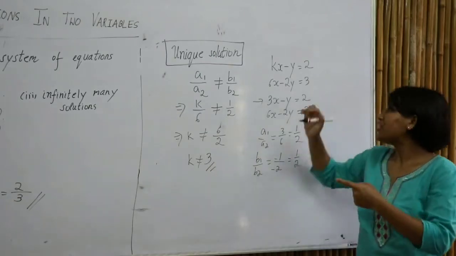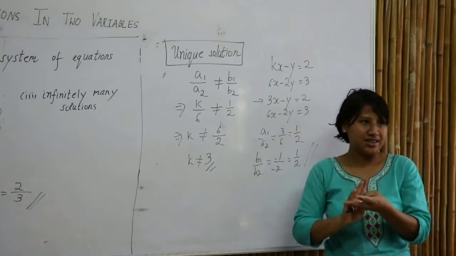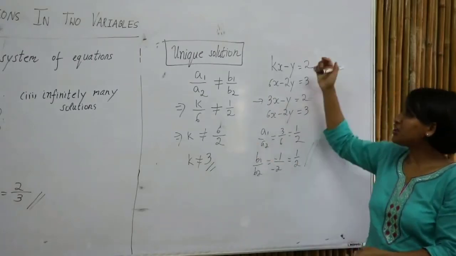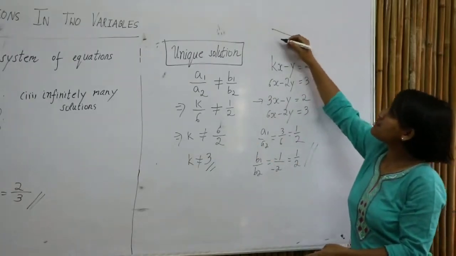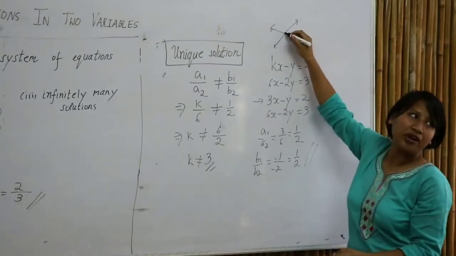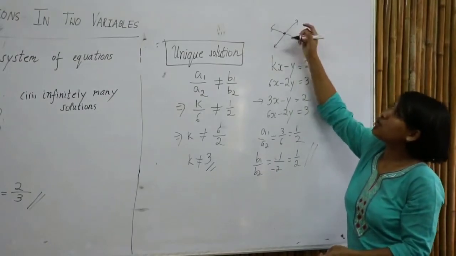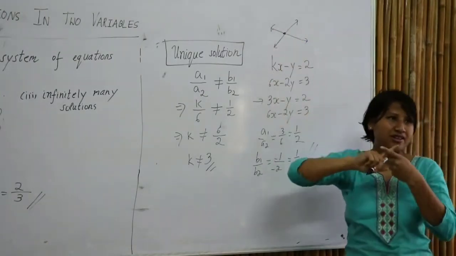If they are equal, for these two, either they will be parallel or coincident. But for a unique solution, the lines meet at only one point. So if you put k to be 3, the lines will not intersect.